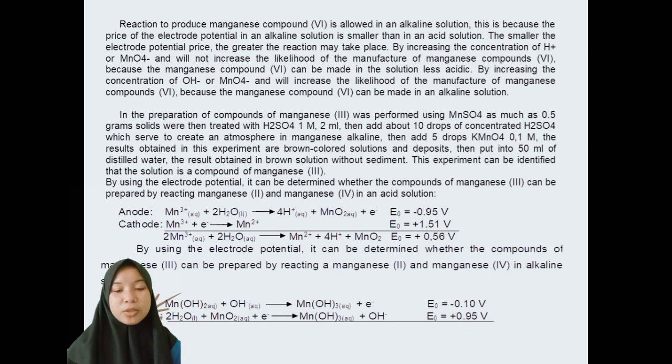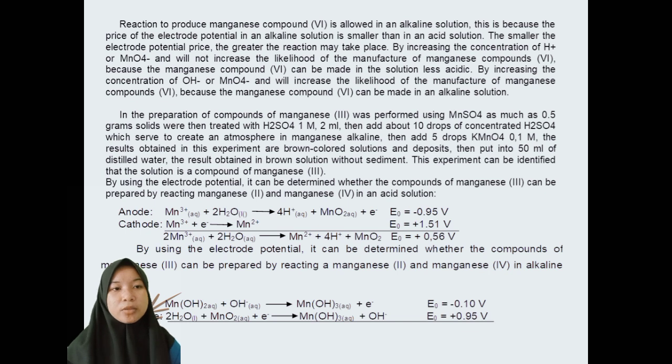The smaller the electrode potential, the greater the likelihood the reaction will take place. Increasing the concentration of H plus will not increase the likelihood of the manufacture of manganese compound 6, because manganese compound 6 can be made in less acidic solution. By increasing the concentration of hydroxide, it will increase the likelihood of the manufacture of manganese compound 6, because manganese compound 6 can be made in alkaline solution.